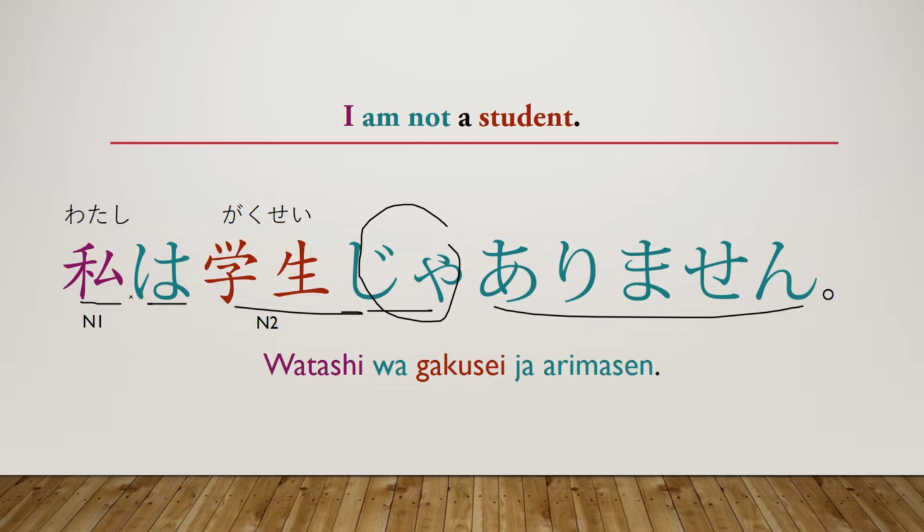So yeah, same thing as before. Watashi, I. This is the noun 1. Gakusei, student. That is your noun 2. And the ja arimasen is your am not.